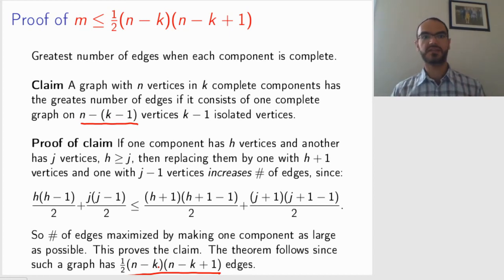So to summarize, the largest possible number of edges in a graph on k components is obtained if k minus 1 of these components are just isolated vertices and one component is huge, is complete on the remaining vertices, and that component will have this desired number of edges, and this proves our theorem.